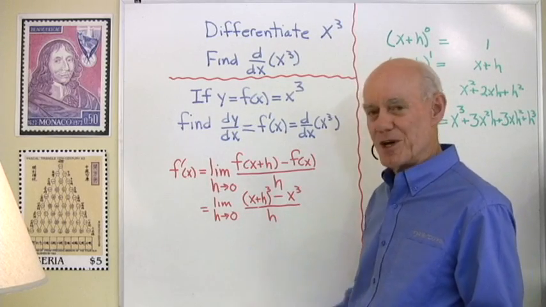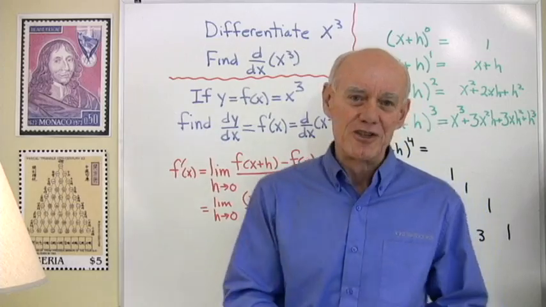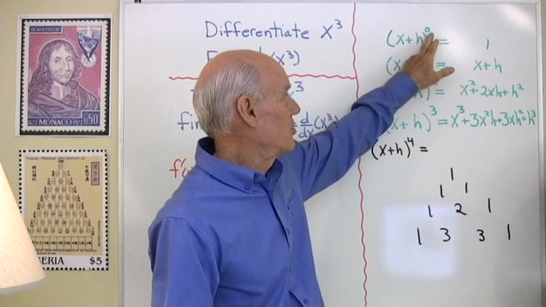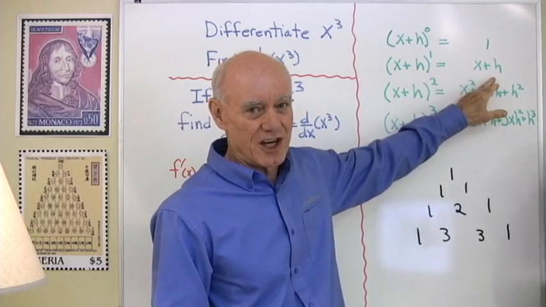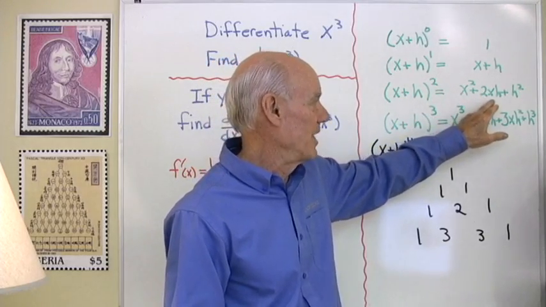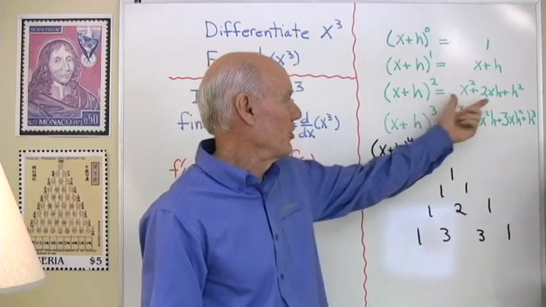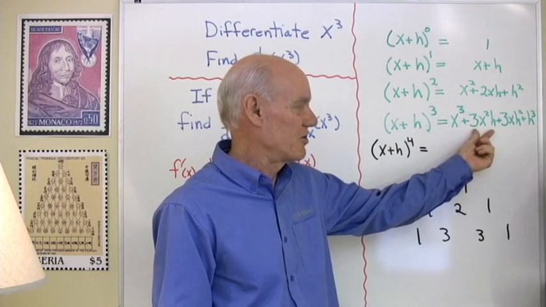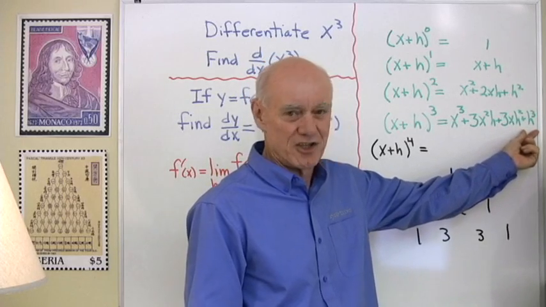The next place I see my students make a mistake is trying to expand this x plus h cubed. So I just want to remind you, as far as these binomial expansions, x plus h to the 0 by definition is 1. x plus h to the 1 is just x plus h. x plus h squared, of course, is x squared plus 2xh plus h squared. And x plus h cubed is what I get when I multiply this by x plus h. It will come out to be x cubed plus 3x squared h plus 3x h squared plus h cubed.